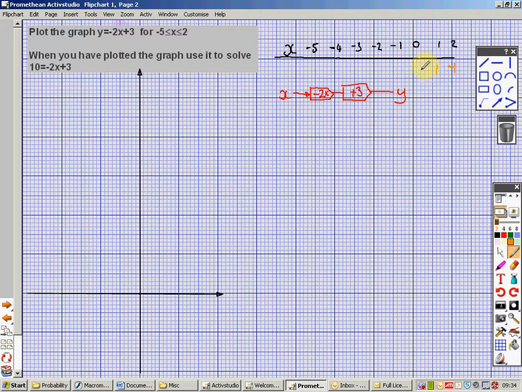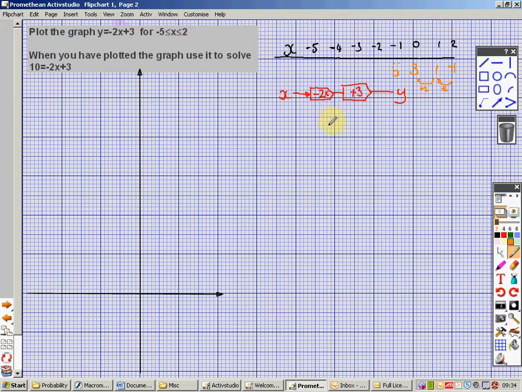2 times minus 2 is minus 4, add 3 is minus 1. Hard to see the difference here, let's do 0. 0 times by minus 2 will be 0, 0 add 3 is 3. It looks like it's going up in 2s. We're adding 2s as we moved across to the left. So we think this one is probably going to be 5. Let's check and see.